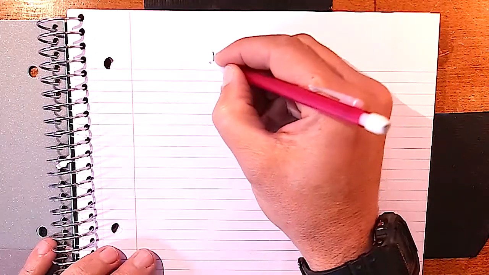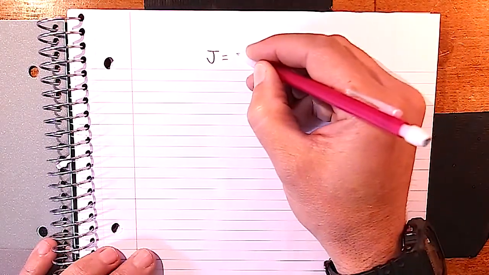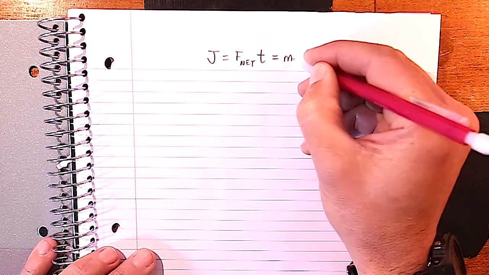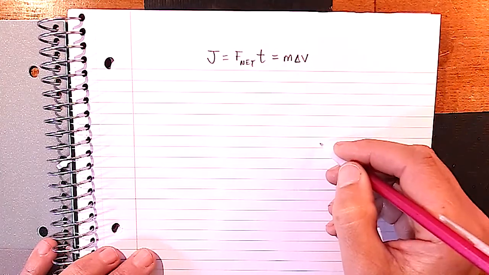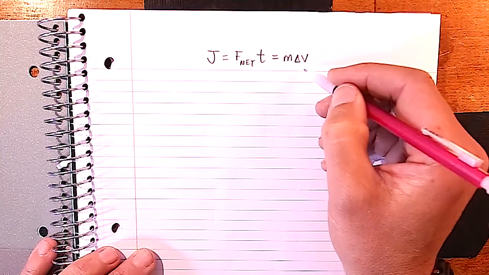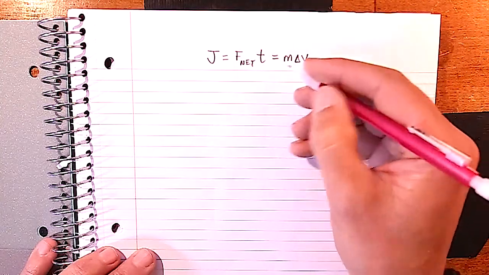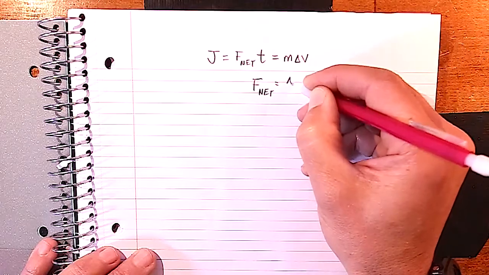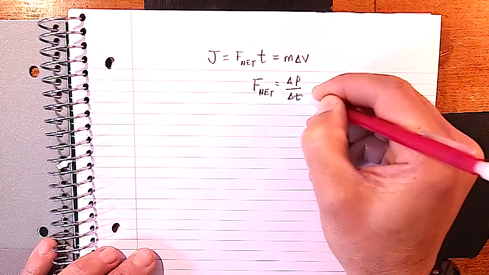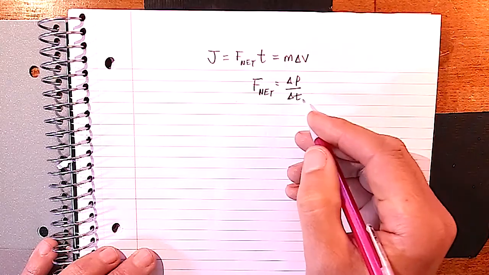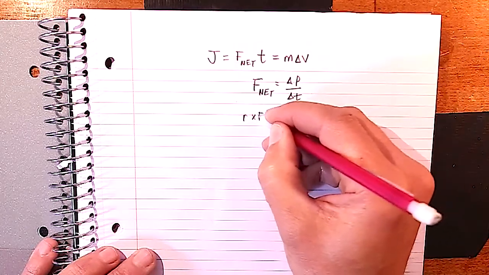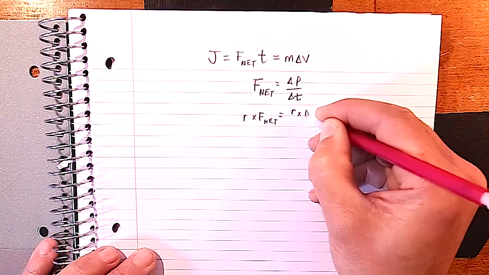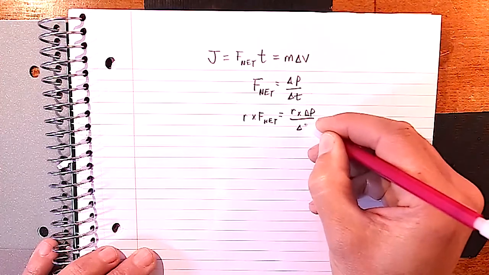When we talked about impulse a ways back, we said that J is equal to F net times t, and that was also equal to the change in momentum, m delta v. Well, if we put in delta p for this, what we can do is multiply through by t and rewrite F net as delta p over delta t. Well, if we multiply both sides by R, that would give us R cross F net is equal to R cross delta p over delta t.